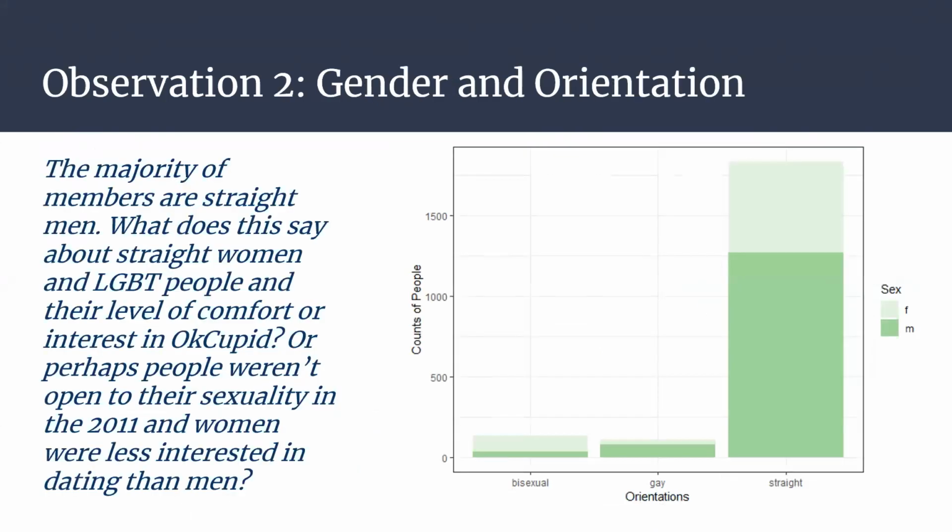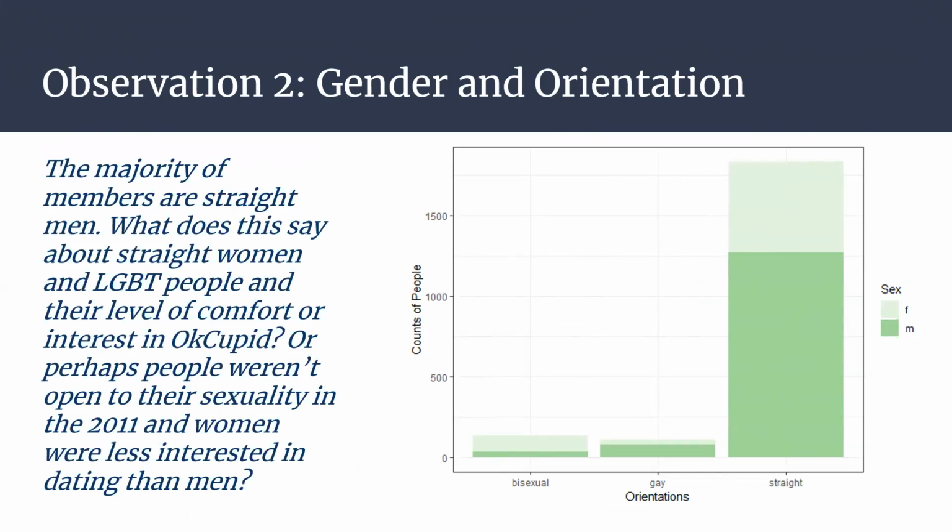Hi everyone. Our second observation was looking at gender versus people's sexual orientation and what they identify themselves as. We see that the majority of the members on OkCupid are straight men. So what does this say about straight women and LGBT people and their level of comfort or interest in OkCupid? Or perhaps people were open about their sexuality in 2011 and women were less interested in dating than men were.